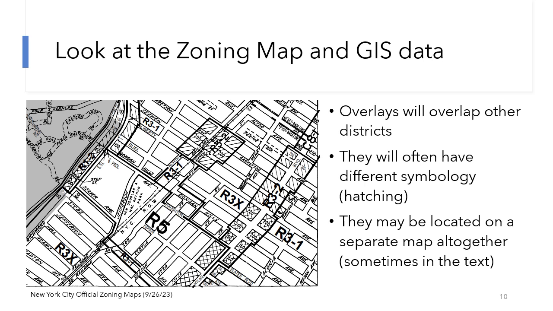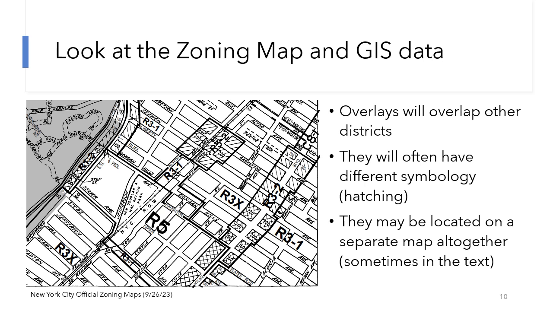As the name implies, overlays overlap other districts, so they will often have a different type of symbology than your regular district. They might have hatching, like the various commercial districts shown here on this New York City zoning map. The gray shaded area in the upper left is another type of overlay, a special district in New York City.